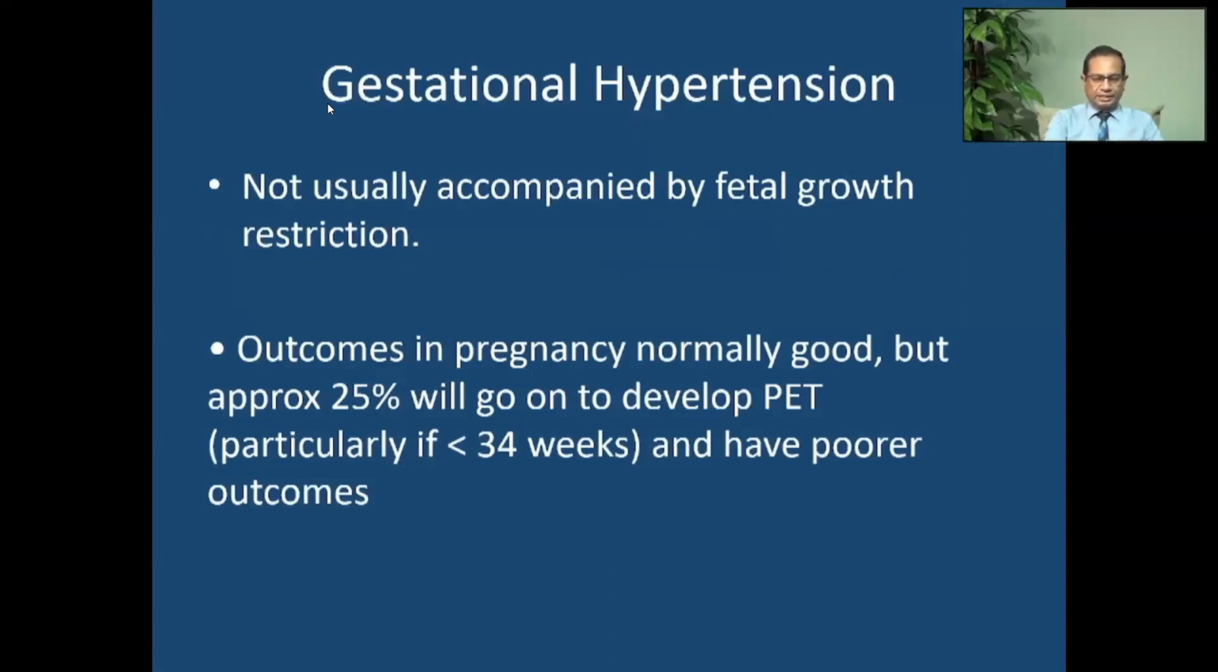So this is important. Sometimes the pregnant mother will ask you, right, now I am having gestational hypertension, what is the outcome for the baby? So we can say not usually; it's not usually accompanied by fetal growth restriction. But outcomes in pregnancy are normally good, but approximately 25% will go on to develop preeclampsia, particularly if less than 34 weeks, and have poorer outcomes.